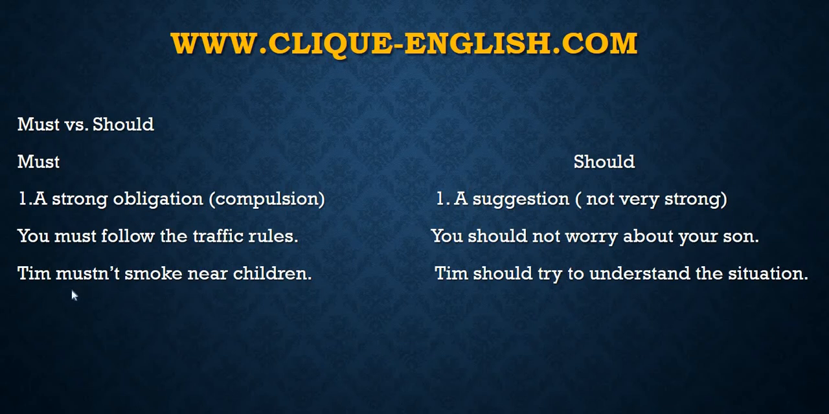The next example is Tim mustn't smoke near children. It's not allowed. There is a compulsion not to smoke near children. He mustn't do it. Tim should try to understand the situation. It is Tim's choice whether he understands or not. It is just a suggestion from me that I want him to understand the situation. Thus, it's a neutral suggestion. It's not a very strong suggestion. There is no compulsion. It's Tim's choice to understand or not to understand the situation.